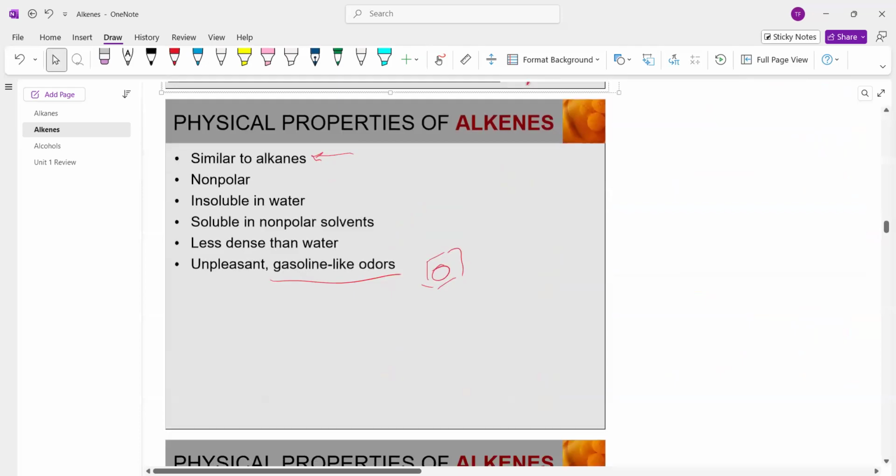Physical properties are just like the alkanes. No difference at all. They're nonpolar, meaning they have low IMF compared to ionic. Remember, this is compared to inorganic.